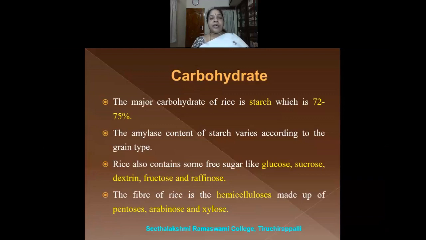Rice also contains certain sugars that are monosaccharides. Starch is a polysaccharide, a complex compound. It also contains free sugars, such as glucose, sucrose, dextrin, fructose, and raffinose. The fiber of the rice is the hemicellulose, made up of pentoses, arabinose, and xylose. The fiber portion of the rice is hemicellulose.